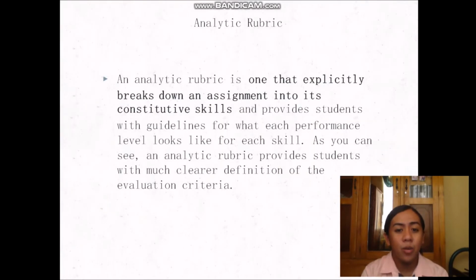So an analytic rubric is one that explicitly breaks down an assessment into its consecutive skills and provides students with guidelines for what each performance level looks like for each skill. As you can see, an analytic rubric provides students with a clearer definition of the evaluation criteria.